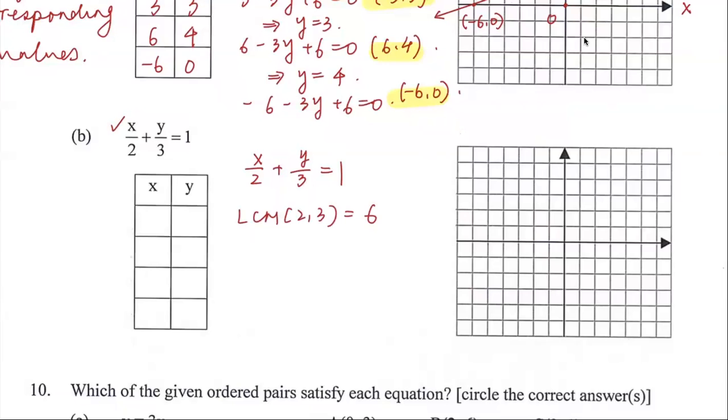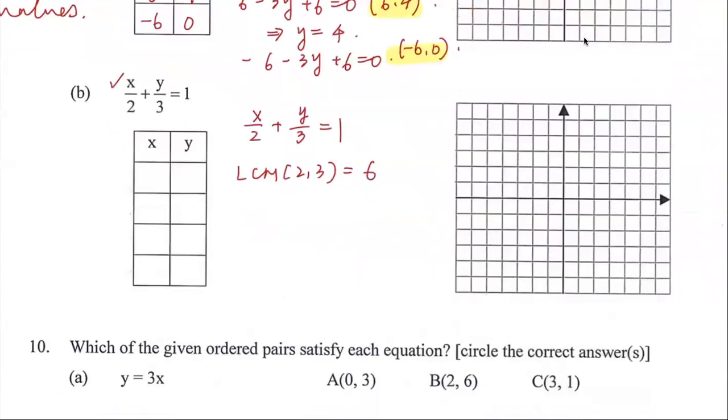If you don't know what least common multiple is, basically it's the smallest multiple of these two numbers, okay? It's the smallest multiple that we can find for these two numbers, okay? And the smallest multiple that we can find for 2 and 3 is 2 times 3, which is 6, because 2 and 3 don't have any common factor, okay? That's 6. And now we multiply 6 on both sides of the equation.